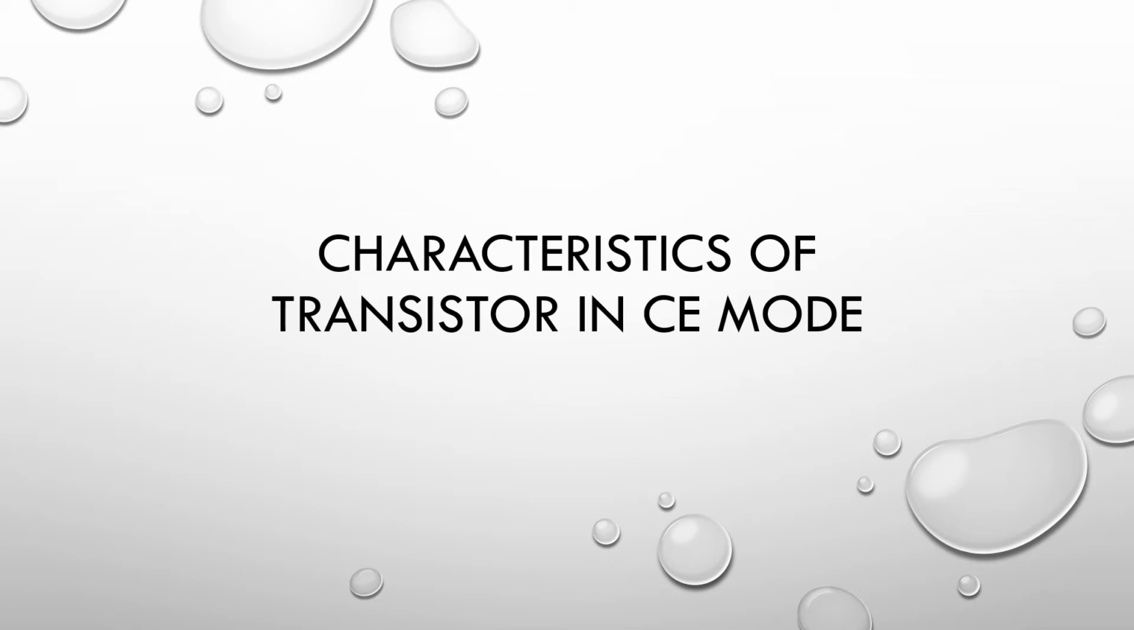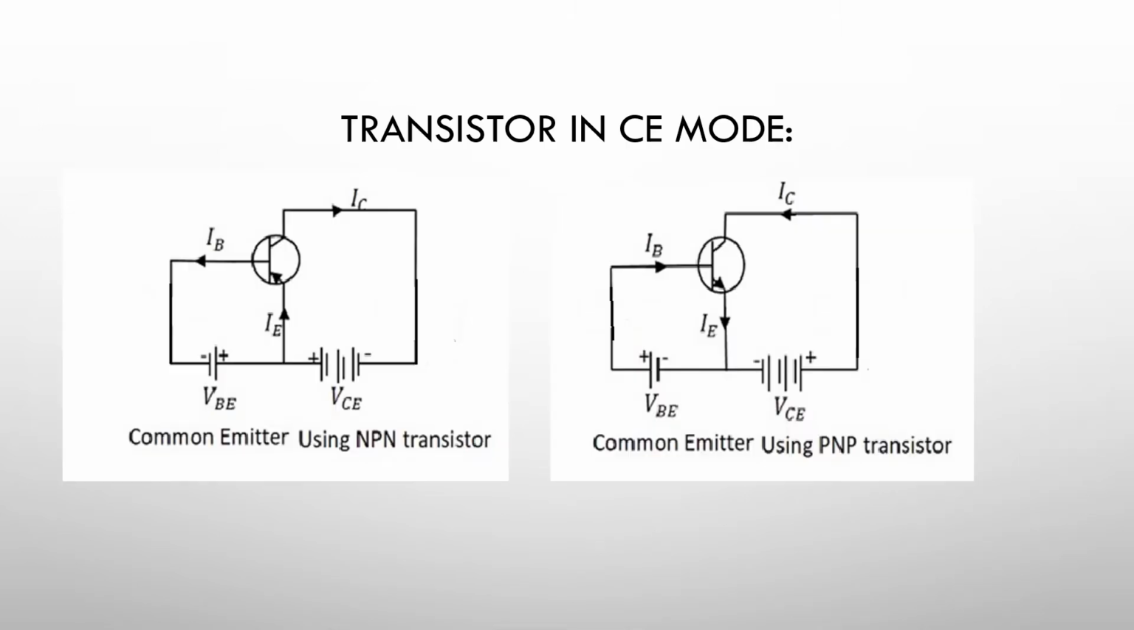Everyone, today we are going to study the characteristics of a transistor in CE mode. So let us start. Here we have this circuit diagram for a transistor in CE mode. This is for NPN and this is PNP. So let us see how this configuration works.